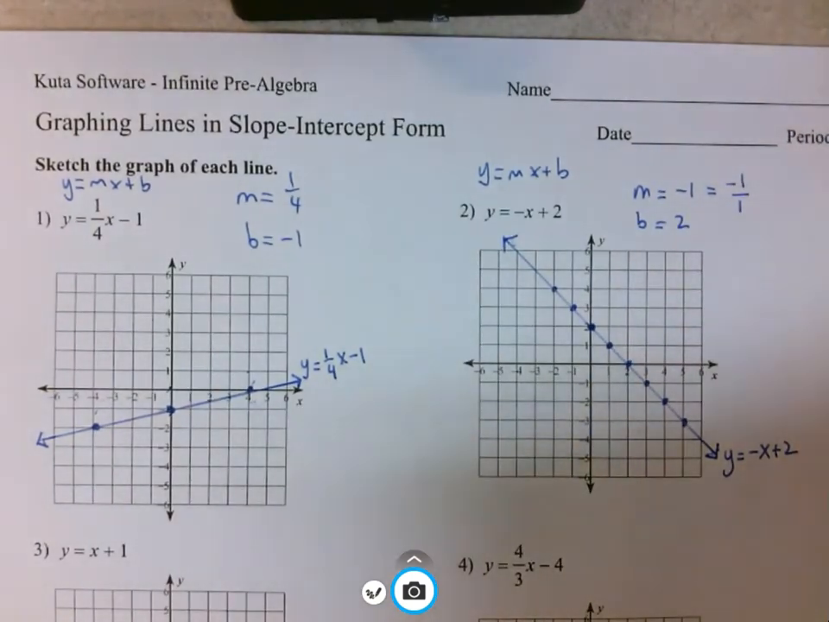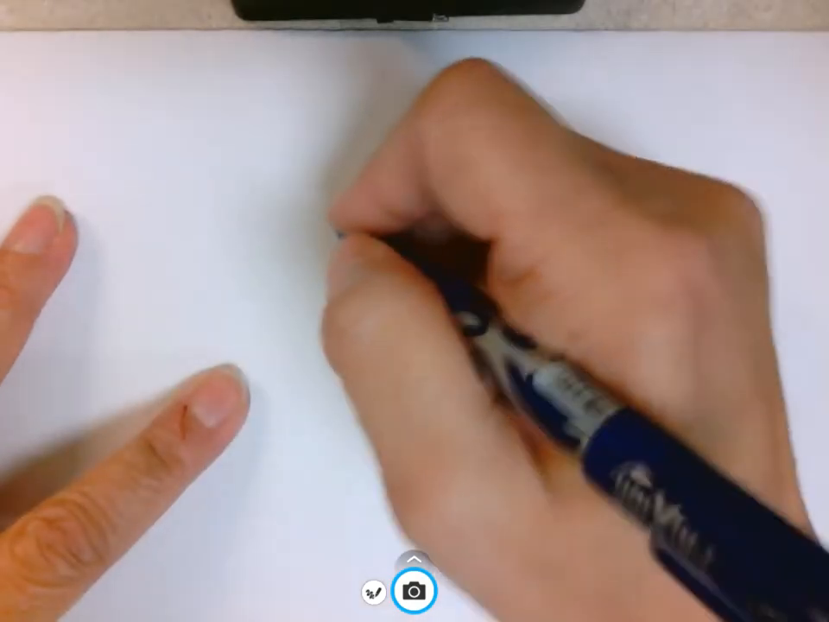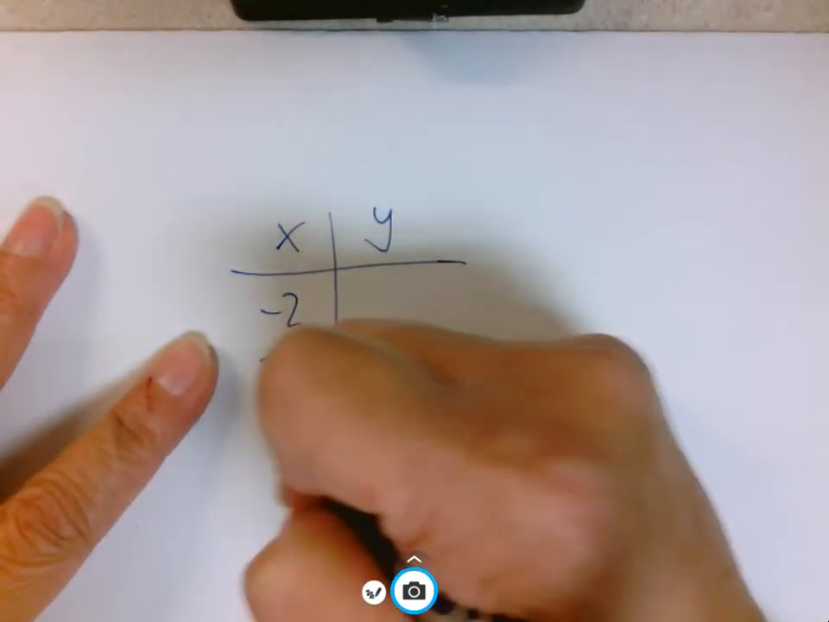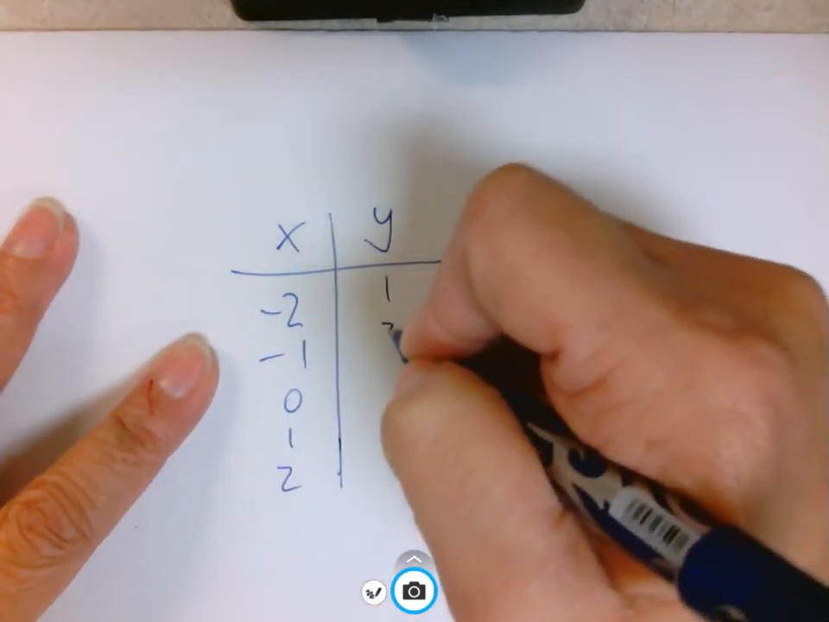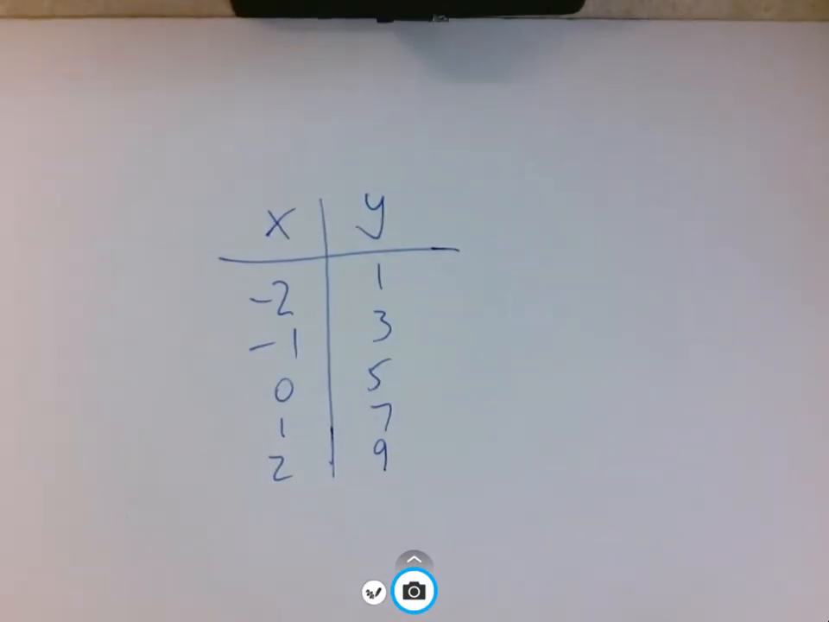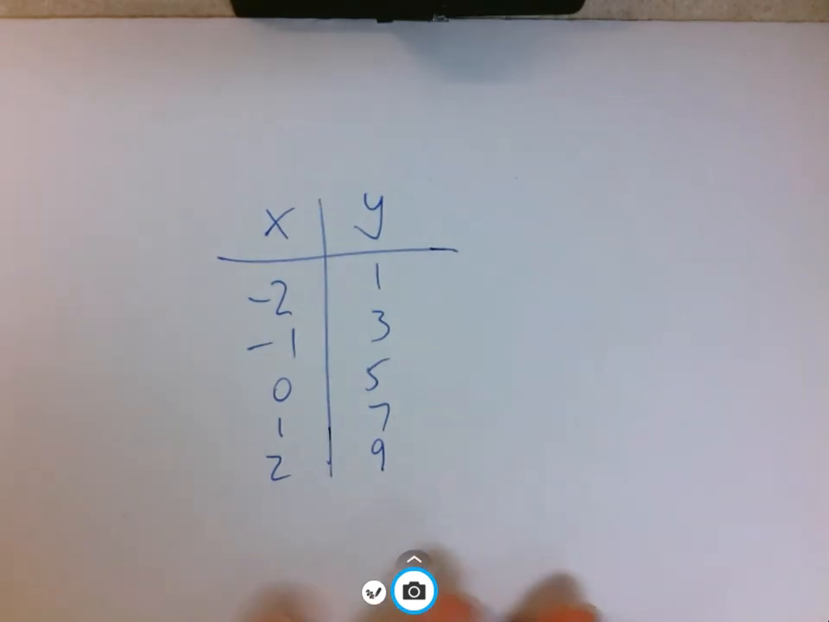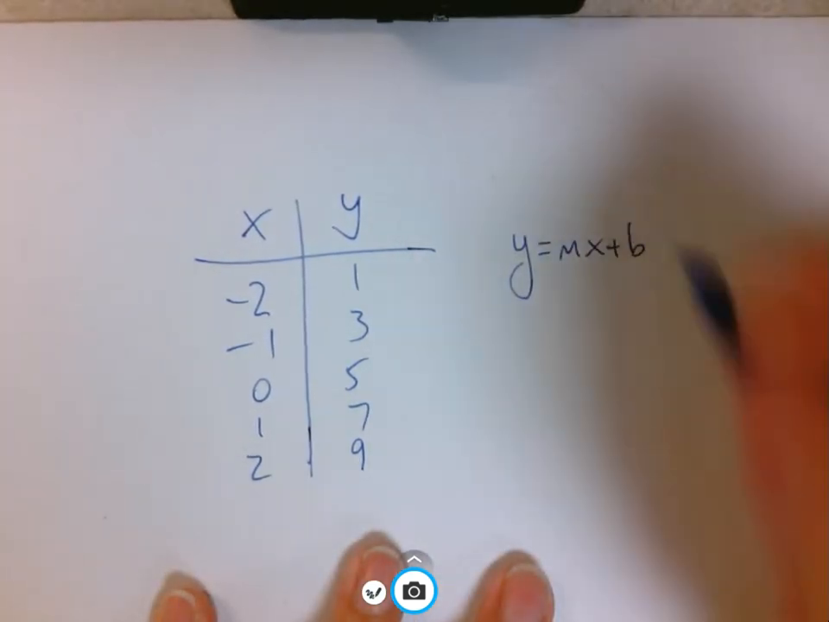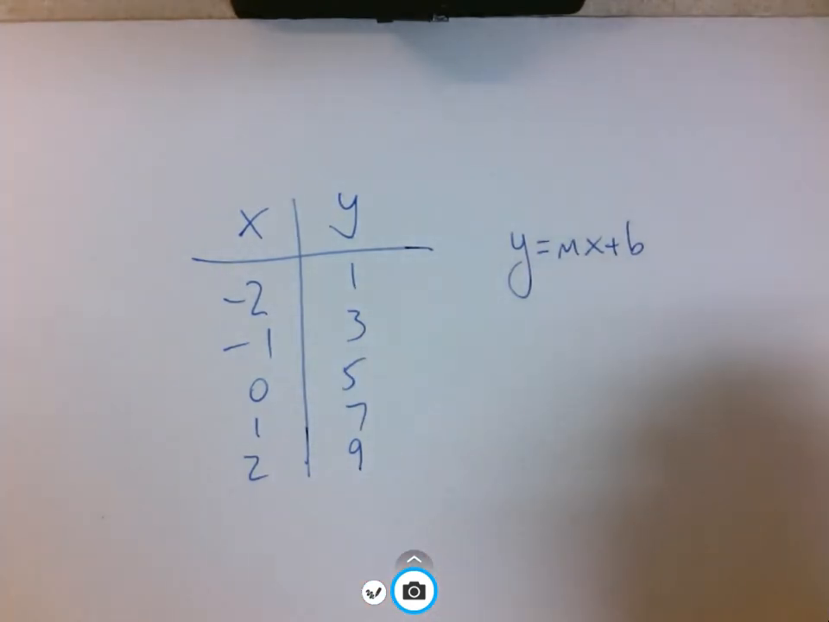Okay, last thing, what if I didn't give you a graph, but I gave you a table of values? So here's my x, here's my y, and I'll give you some values, 1, 3, 5, 7, 9. Okay, how would we write the equation of this? So you remember, equation is y equals mx plus b. You need an m and you need a b.